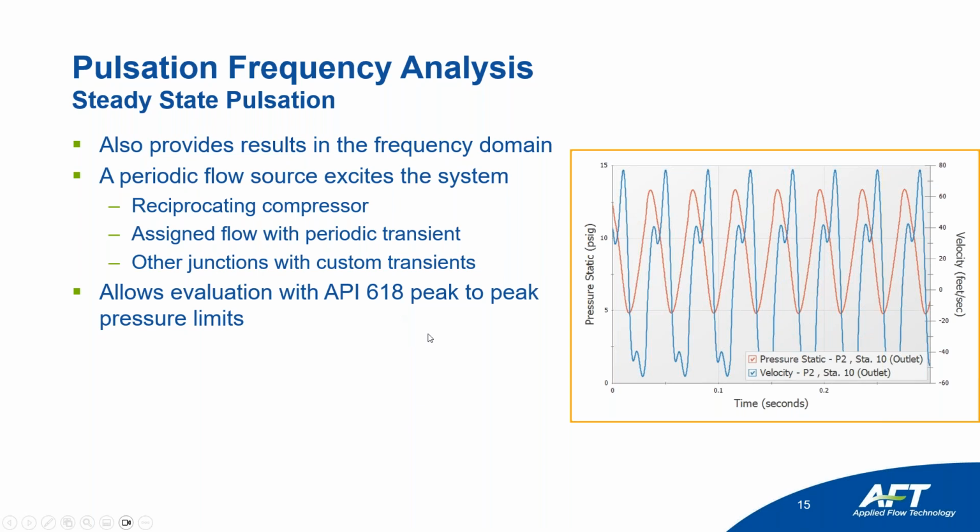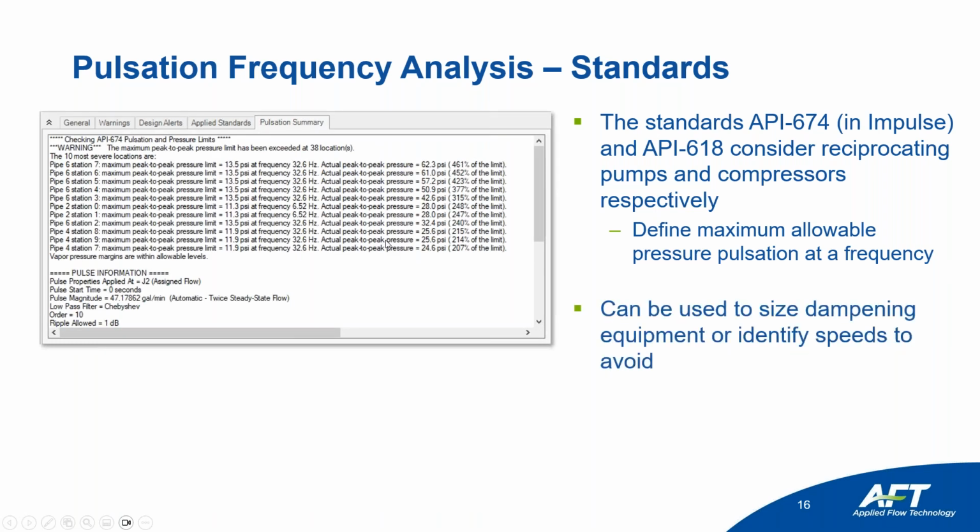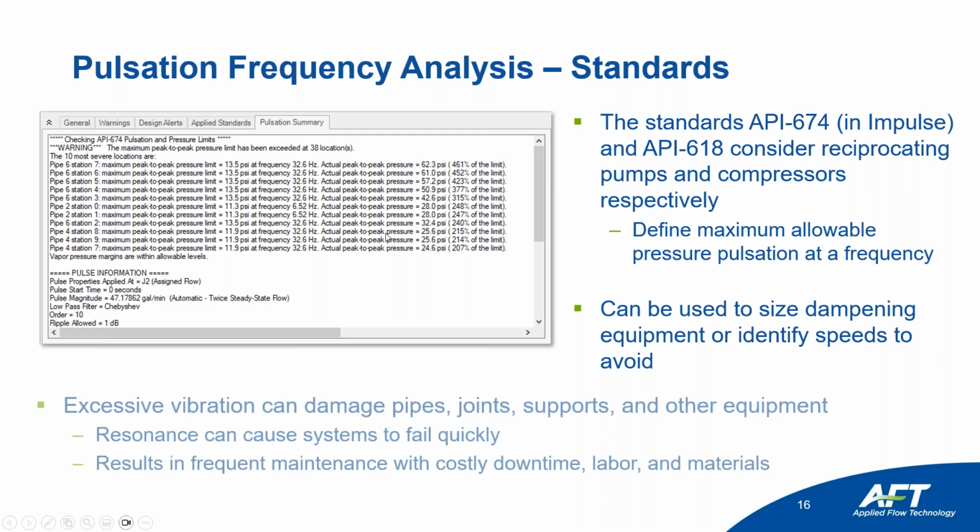But the steady state pulsation mode also allows evaluation with API 618 peak-to-peak pressure limits, which is what we are interested in here. API 618 is the compressor counterpart to API 674, which you may be familiar with from AFT Impulse. It's a useful tool to ensure that your compressor is right for your system and that any pulsation dampening equipment is performing as required. And the consequences of extreme vibration can be costly. So it's really important to get the system designed right ahead of time.